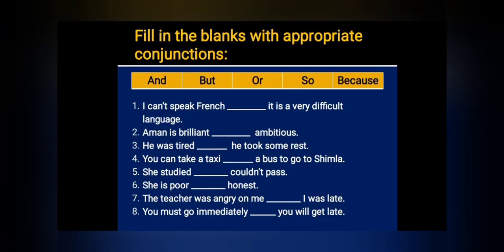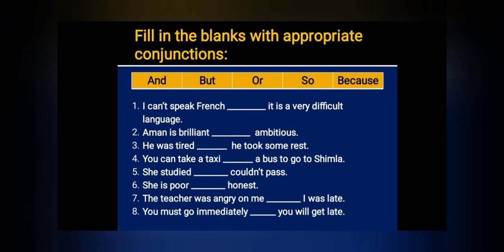The first exercise on your screen is fill in the blanks with appropriate conjunctions. The conjunctions have been displayed here in the box. These are and, but, or, so, because. So you have to read the blanks displayed on the screen carefully and then fill in these blanks with the appropriate conjunction. Let's have a reading of these blanks first.